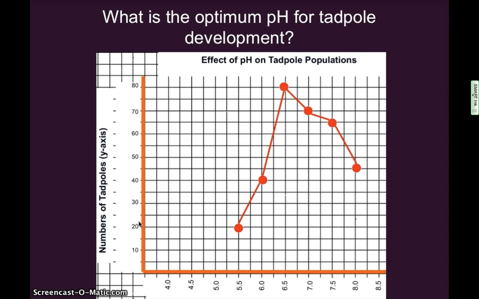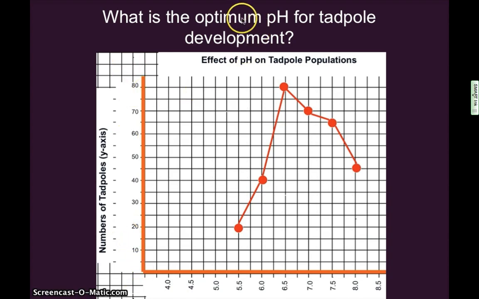Where is pH of water? It's not listed on here, but if you look in your notes, pH is on your x-axis, okay? And it goes from about 3.5 all the way to 8.5 on your graph. Numbers of tadpoles can be found in the y, and that goes from 0 all the way to 80.